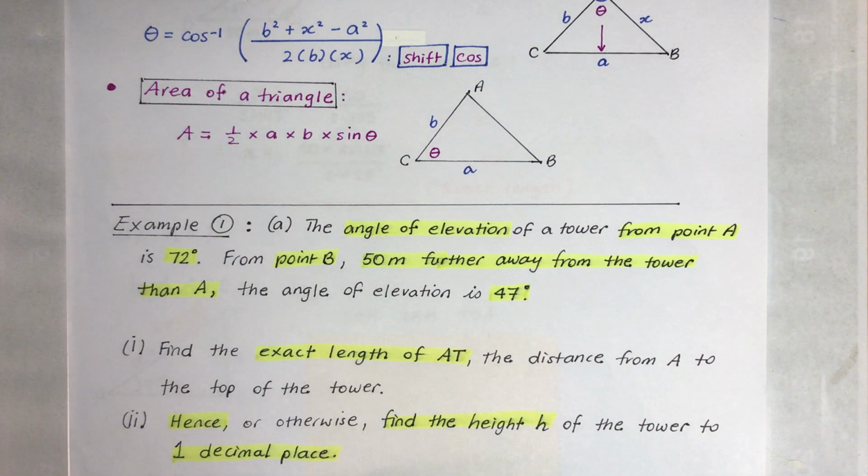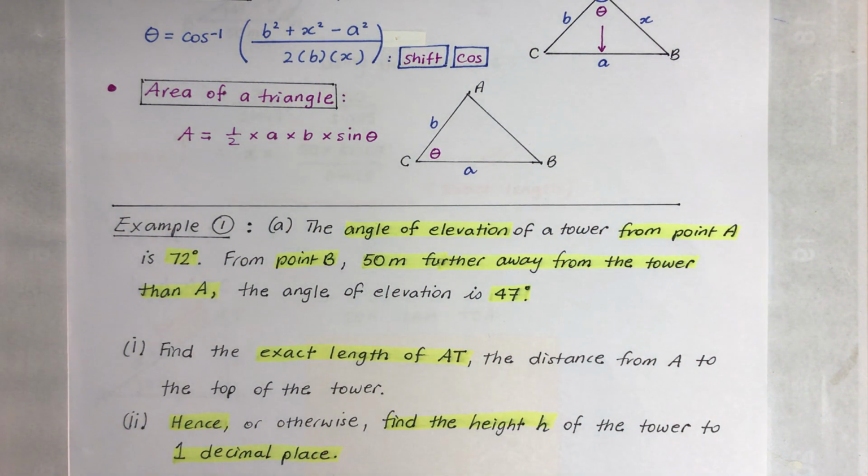So example 1, part A: the angle of elevation of a tower from point A is 72 degrees, from point B, 50 meters further away from the tower than A, the angle of elevation is 47 degrees. Part 1, find the exact length of AT, the distance from A to the top of the tower. Part 2, hence or otherwise find the height h of the tower to one decimal place.